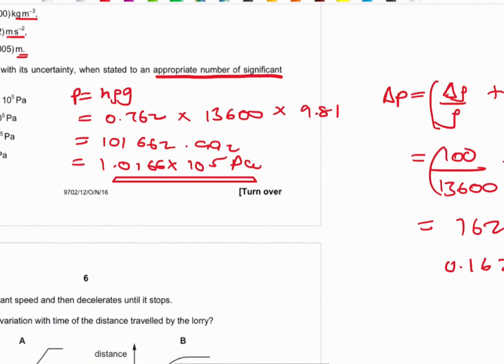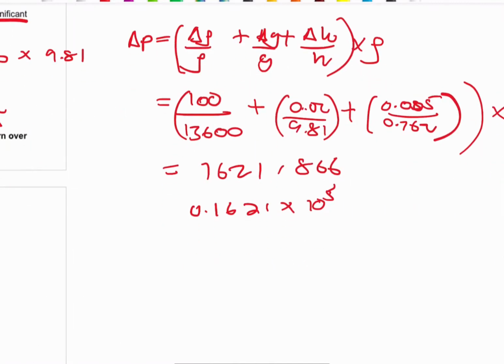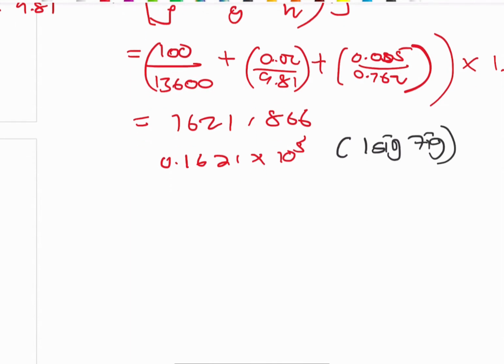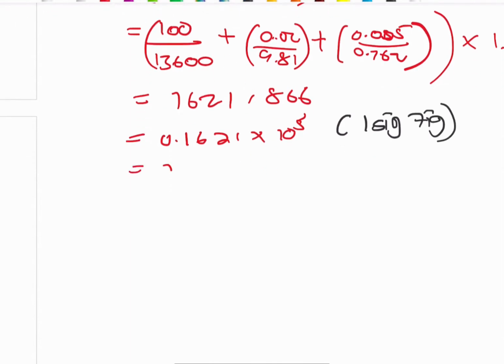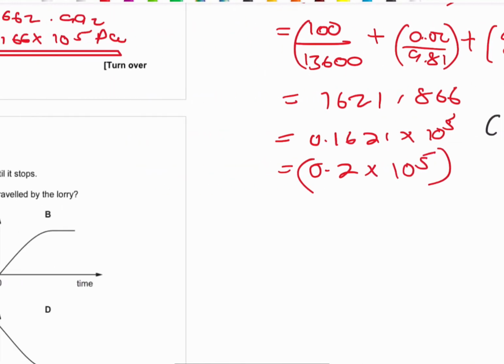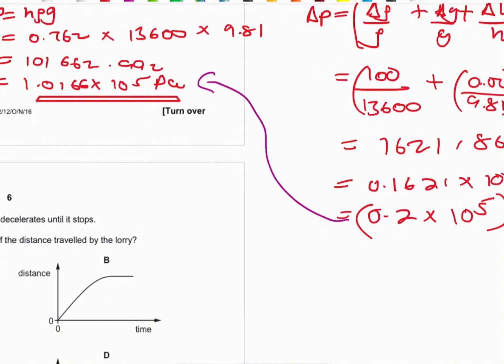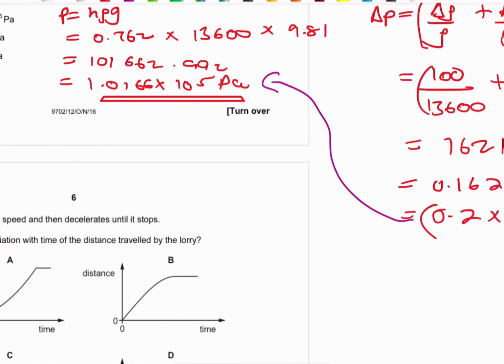And the rule is, they said appropriate number of significant figures, because the number of significant figures in your uncertainty, get this guys, should always be 1. It's a rule. It should always be 1 sig fig. So if this is expressed in one significant figure, this would be 0.2 times 10 to the power 5. But this value gets the number of decimal places that are in the uncertainty.